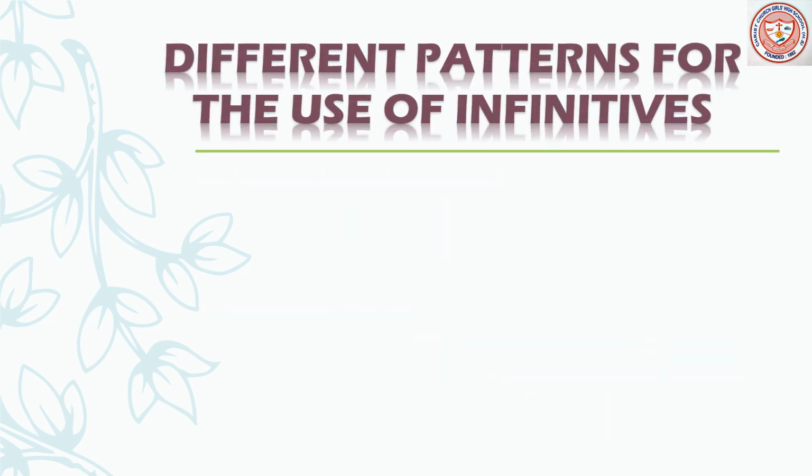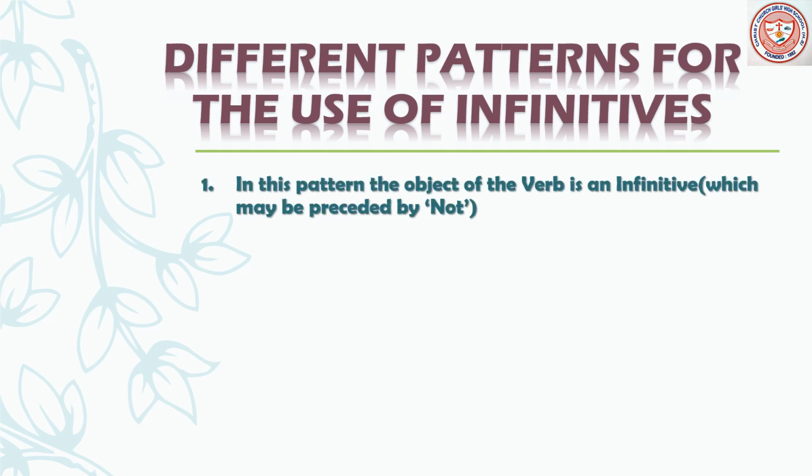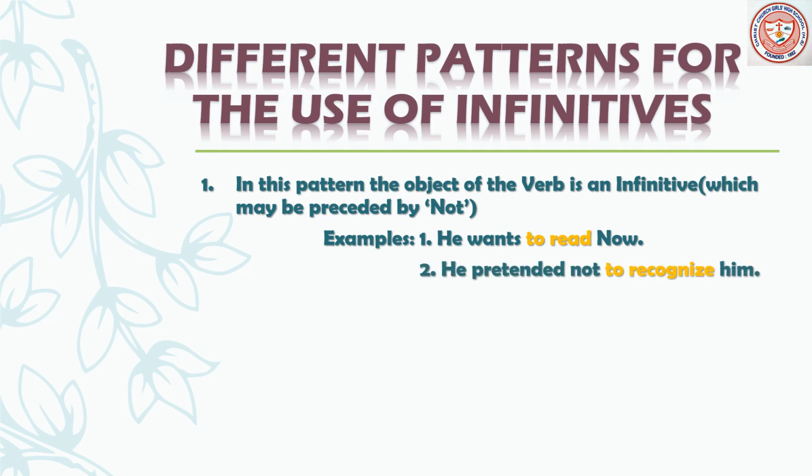Now, we will be talking about different patterns for the use of infinitives. Number 1. In this pattern, the object of the verb is an infinitive, which may be preceded by not. Let us go through some examples. Number 1. He wants to read now. Number 2. He pretended not to recognize him.